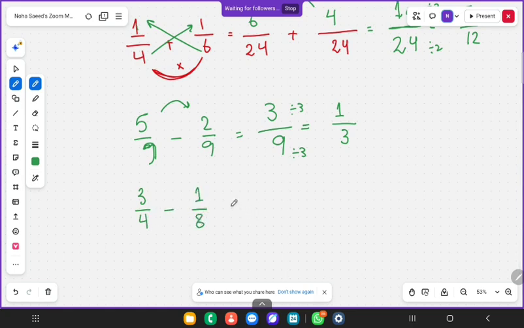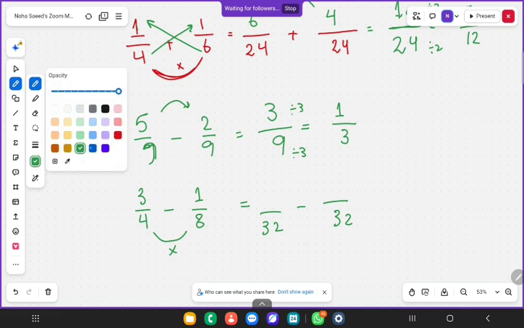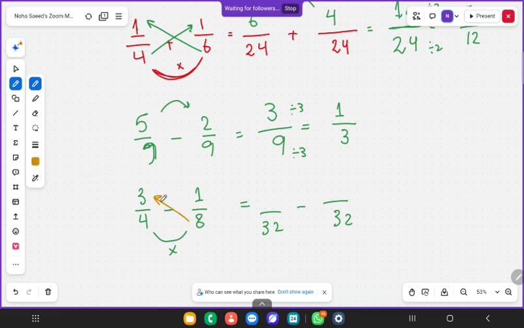How can I do that? It's difficult. No, it's not. I can make it with my way. Here, 4 multiplied by 8 equals what? Equals 32. And here is 32. And start to make our cross. 8 multiplied by 3 equals 24. 4 multiplied by 1 equals 4. So it will be 20 over 32. And start to simplify. I leave this question for you.